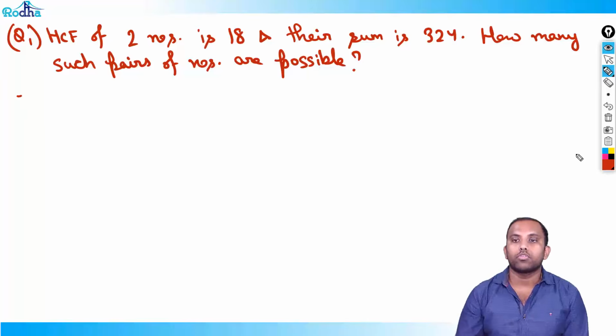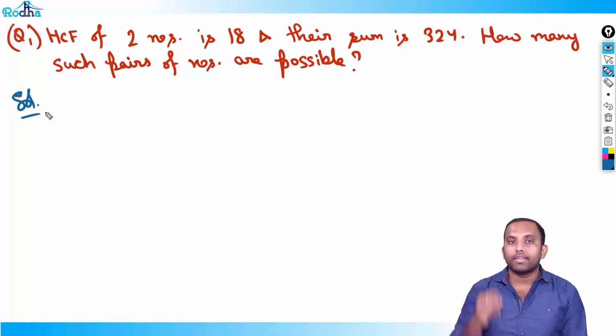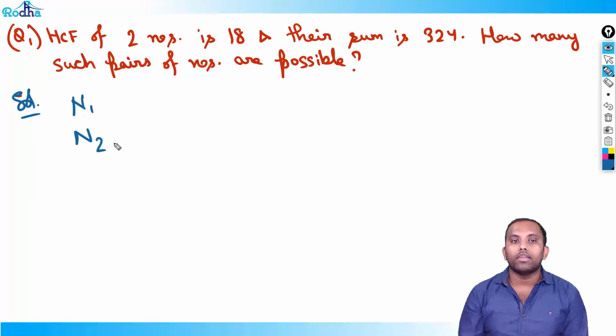Okay, so solution. Now how to solve it? See, if the HCF of two numbers is 18, let's say those two numbers are N1 and N2. So I know that 18 is the HCF, that means 18 is common in both the parts. This is the highest common factor. So after extracting the highest common factor out, what is left?